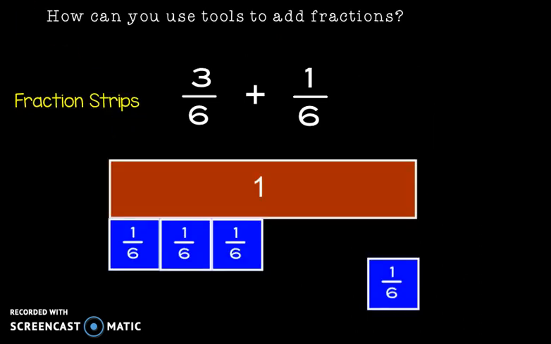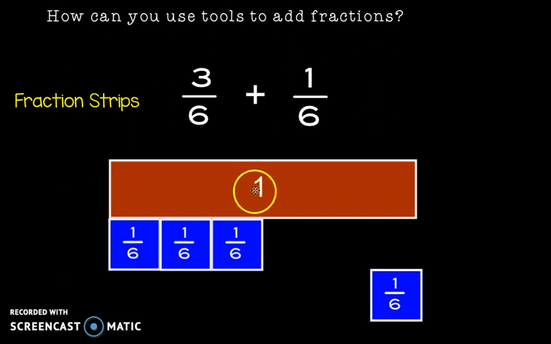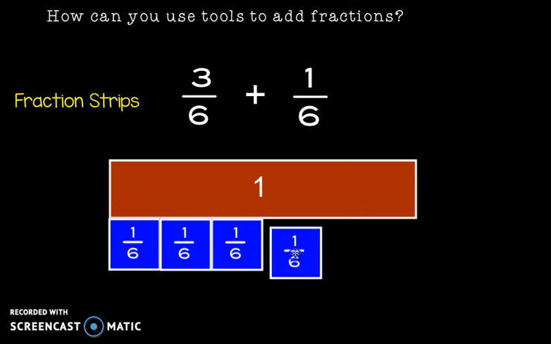Let's go on to another model here. Now let's try using fraction strips. So my whole is here in red. That represents my whole, and I'm just going to use that to compare my parts. My unit fraction is 1/6. And so let's start out with 3/6. Here's 1, 2, 3 sixths. And you can see that it's actually already half of my 1 whole, right? Now I'm going to go ahead and add this 1/6 to it.